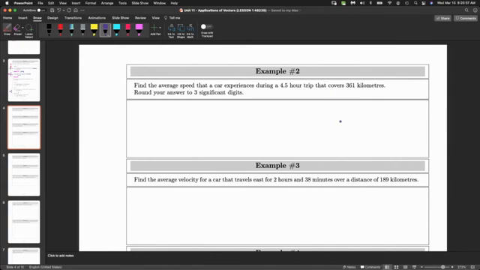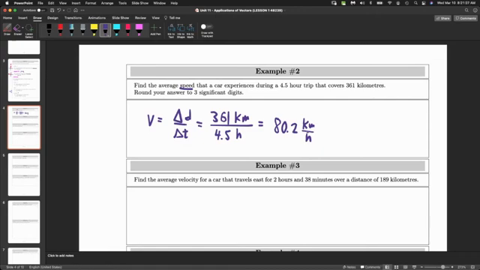A car is traveling for 4.5 hours and it covers 361 kilometers. Find the average speed. So the word speed is relevant here. Speed, by definition, is distance over time. So what's the distance? 361. What's the time? Thank you very much. Yep, and I'm going to go with 3 significant digits, so I'll go with 80.2. That's very good work. Thank you, guys.